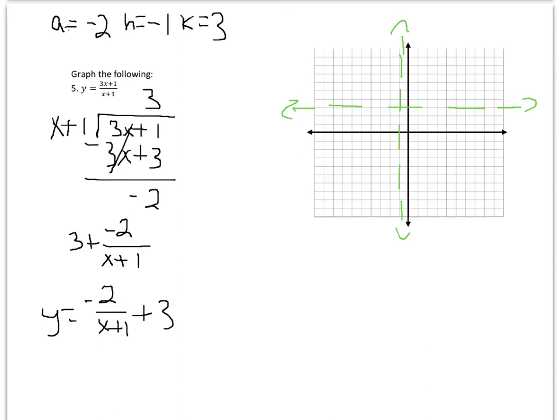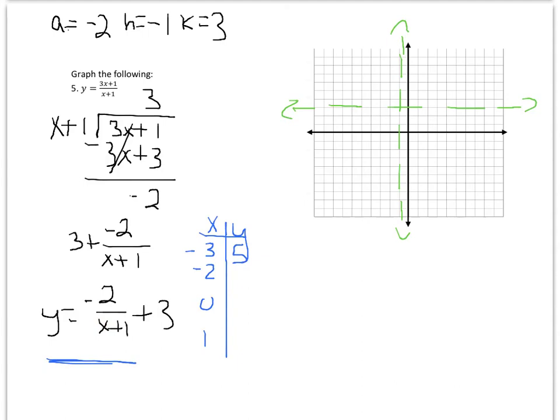Now let's make our table. Remember, pick the two numbers to the left, so if I count, I have negative 2, negative 3, and then 0 and 1, because you go two numbers to the right. Now plug it in to this equation. Plug the negative 3 in for x, and you would get 5.